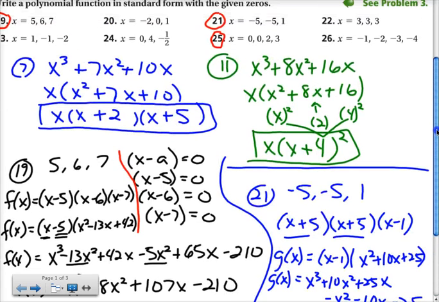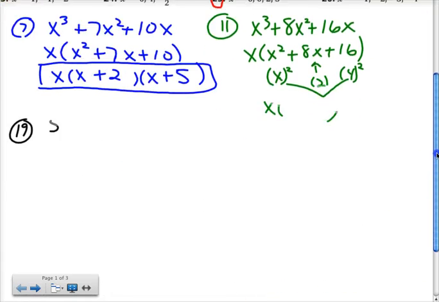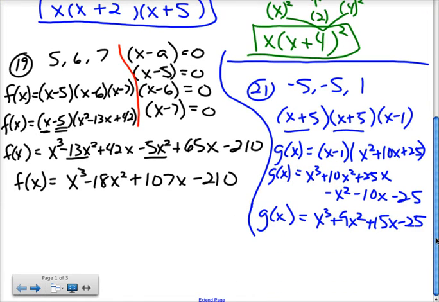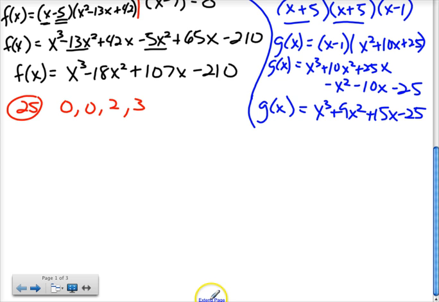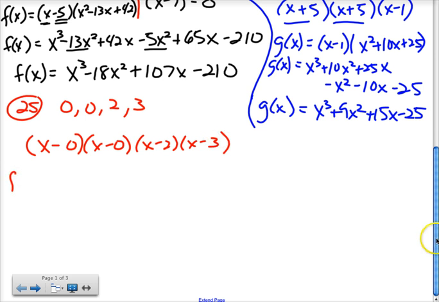The next one that I wanted to do up here was number 25, with zeros of 0, 0, 2, and 3. So, hopefully, when you're thinking about your parentheses here, you realize, wait a minute, x minus 0 is just going to be x. So I'm going to call this one f of x, but I realize that this is just x and this is just x, so it's going to be x squared times x minus 2 times x minus 3.